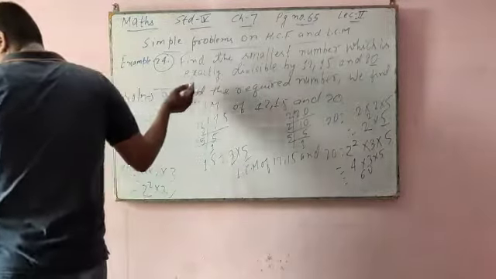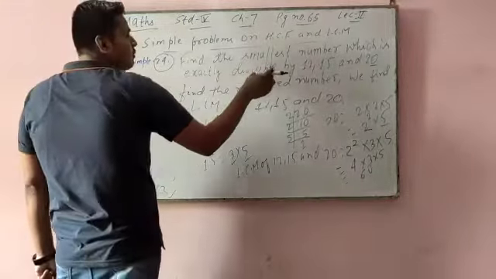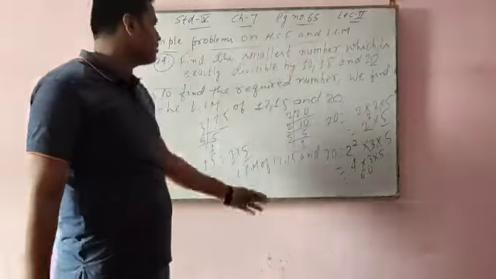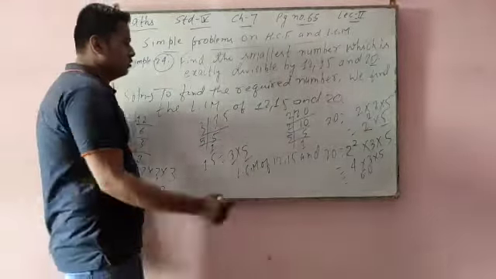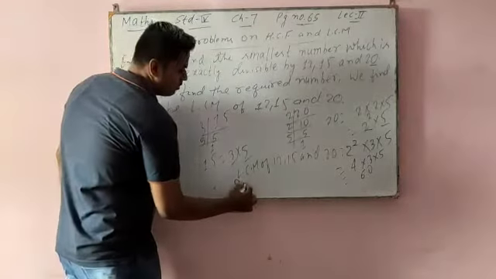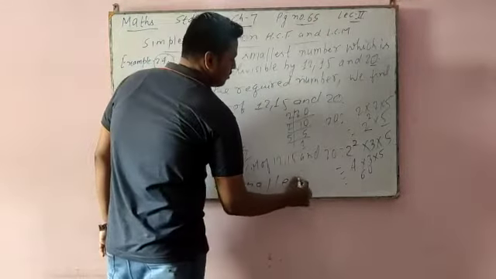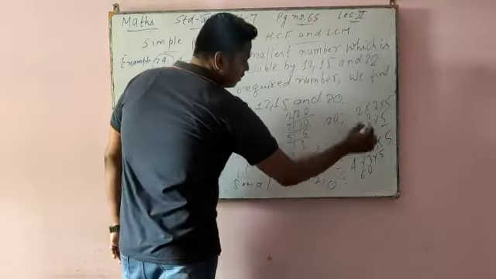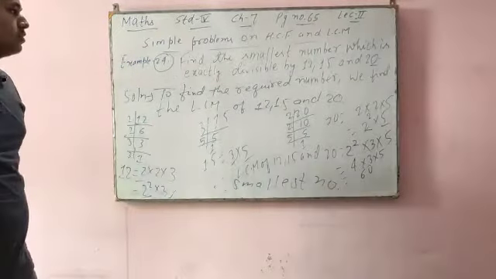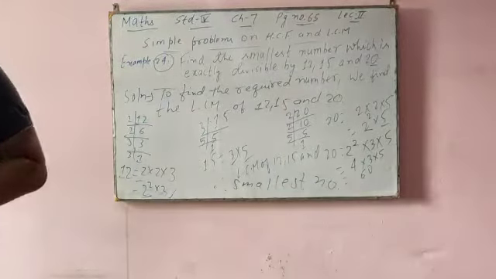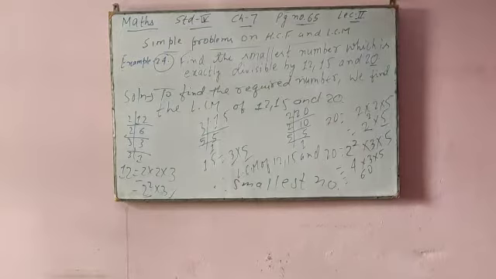So this is your answer. The LCM of 12, 15 and 20 is 60. You have to find the smallest number. So therefore the smallest number will be what? 60. Smallest number equals 60. Okay students, now I will go for the next example. Example number 25.